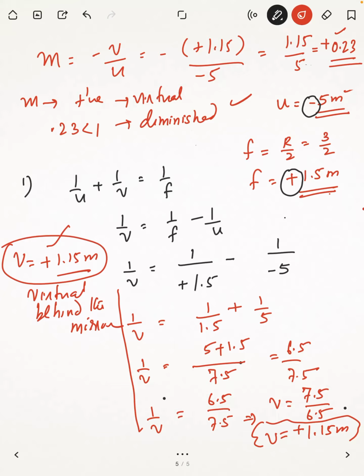Okay, one more point. Again from NCERT, suppose this is a 1 mark question. You are given a convex mirror of radius of curvature 32 centimeter. Find its focal length. So it is a 1 mark board question.